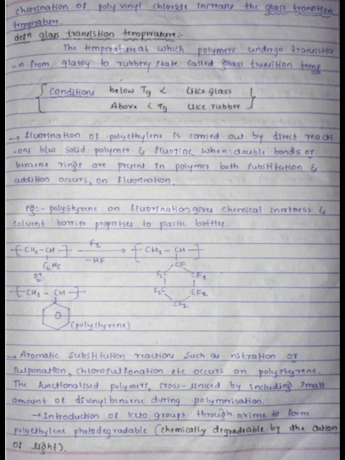Fluorination of polyethylene is carried out by direct reaction between the solid polymer and fluorine. When double bonds or benzene rings are present in the polymer, substitution and addition occur on fluorination. For example, we can consider polystyrene: on fluorination it gives chemical inertness and solvent barrier properties to plastic bottles. Here is the equation given below. Please observe it.